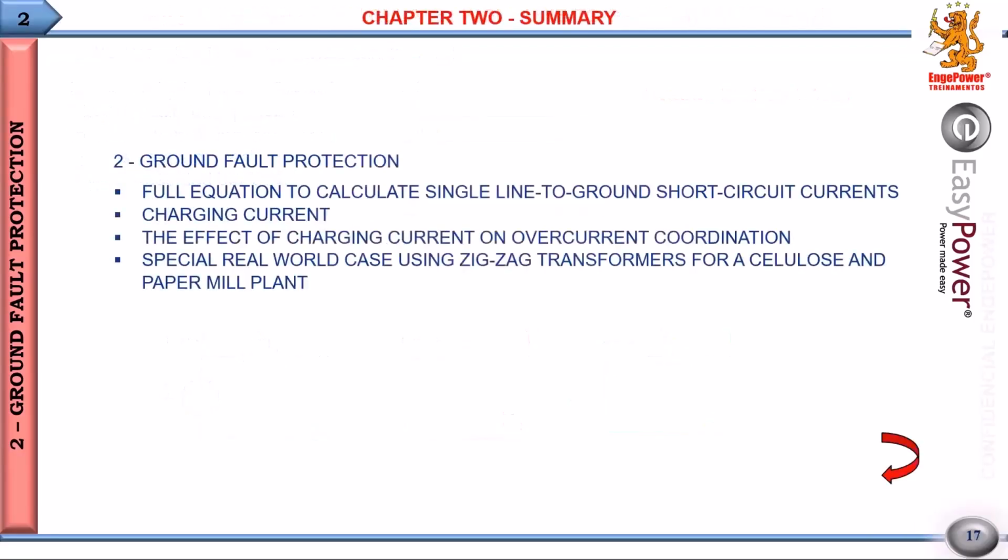Now we are going to start chapter 2, ground fault protection. We are going to talk about the full equation to calculate the single line to ground short circuit currents, charging currents, the effect of charging currents on overcurrent protection, and a special real-world case using a zig-zag transformer for cellulose and paper mill plants. This is a very interesting experience I had here in Brazil.